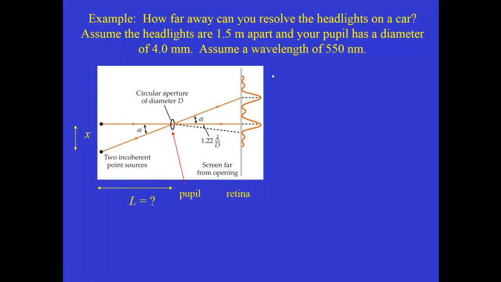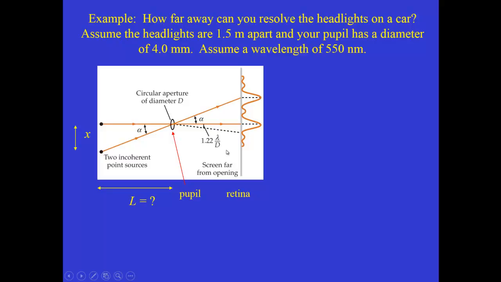And the sketch is critical here. So here's a sketch that shows two point sources of light. These are the two headlights, and they're separated by a distance x. You can see this is not drawn to scale, because right in the middle of the sketch is your pupil. And then on the far right is the retina, which is where the diffraction pattern actually appears. So this is not drawn to scale at all.